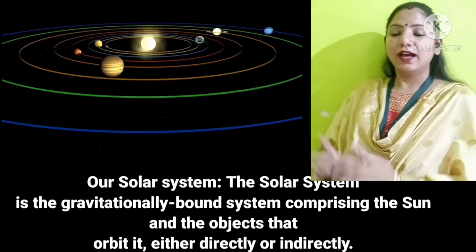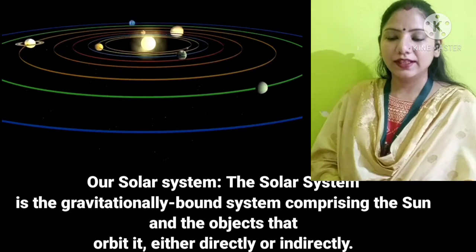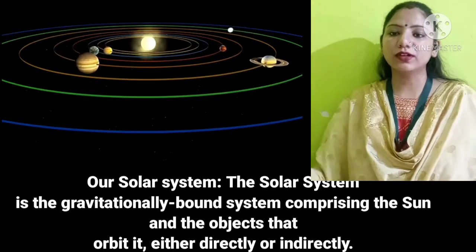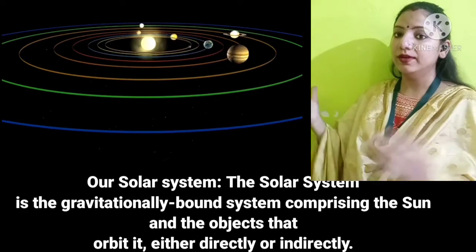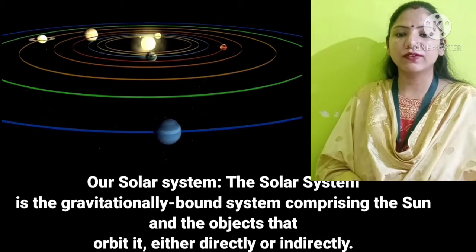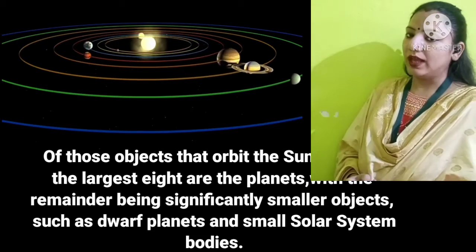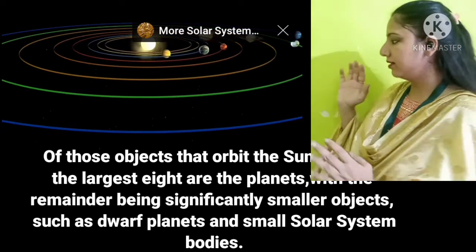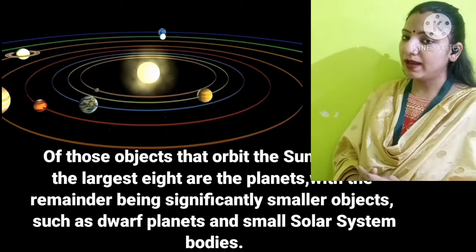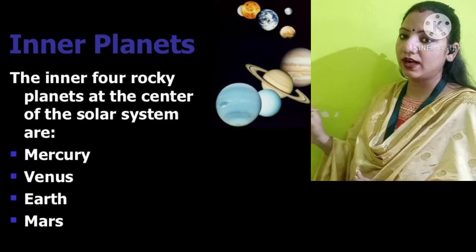Now let's see the formation of our solar system. There are a total of eight planets rotating in our solar system, and one dwarf planet, which was earlier known as the ninth planet of our solar system, but is now known as the dwarf planet Pluto. The division of the planets is into two parts. One is the terrestrial or Earth-like planets. Number two is the Jovian or Jupiter-like planets.